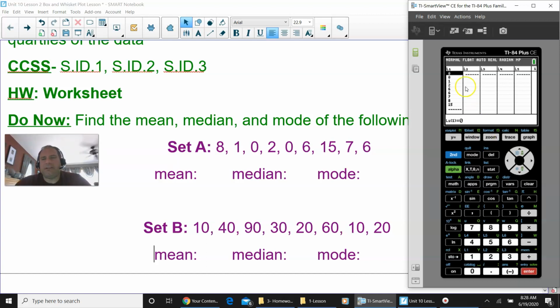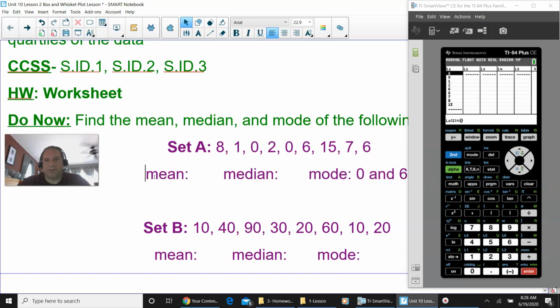And you see that there's 2 zeros and 2 6s. So those are the modes, 0 and 6. So just 2 modes because there's 2 numbers that occur the same amount of times.